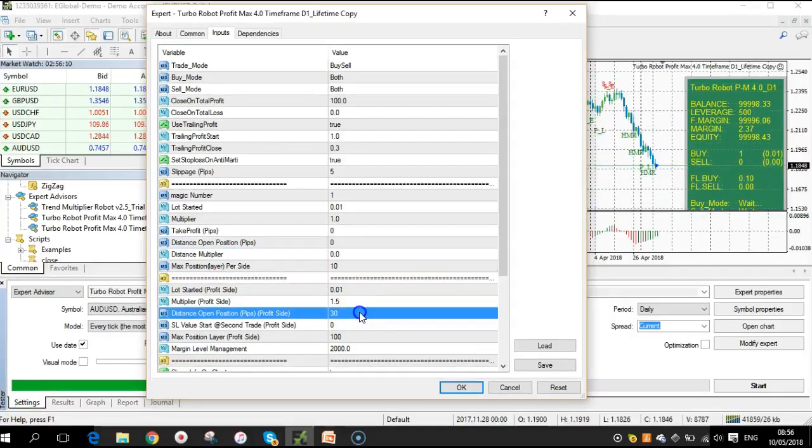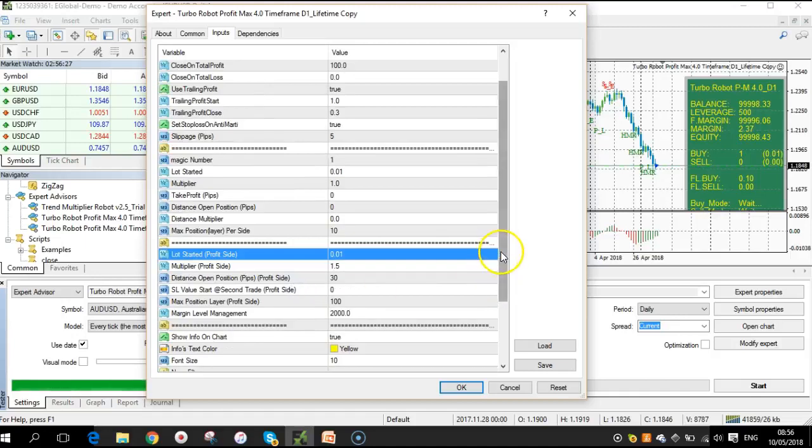Remember that the multiplier, or the martingale, is mainly on this portion. This is the multiplier that multiplies your lot size and all that. Next is the profit martingale.